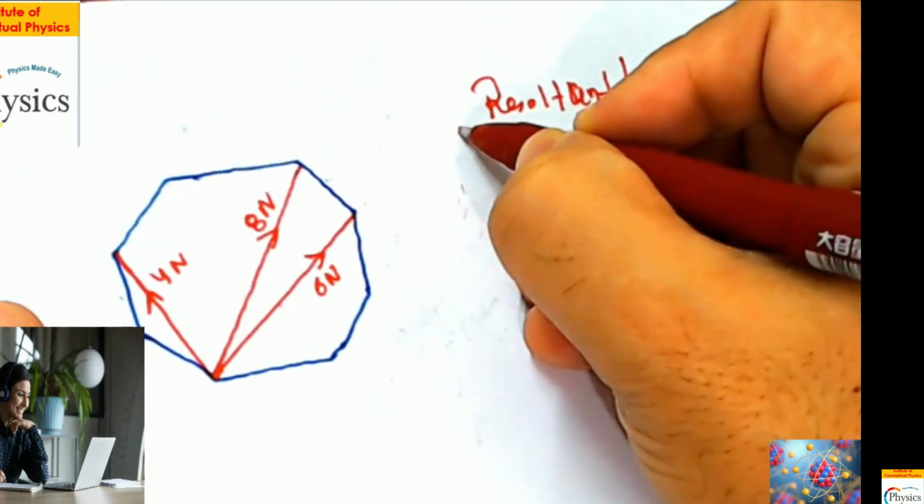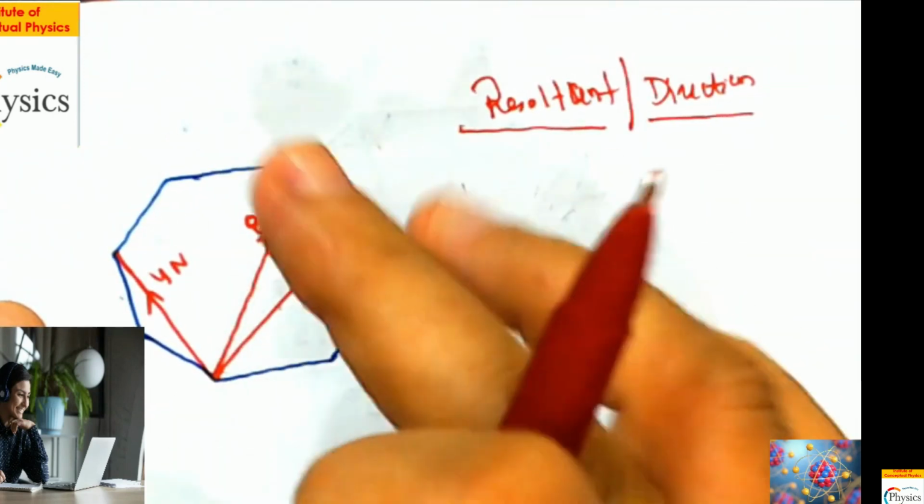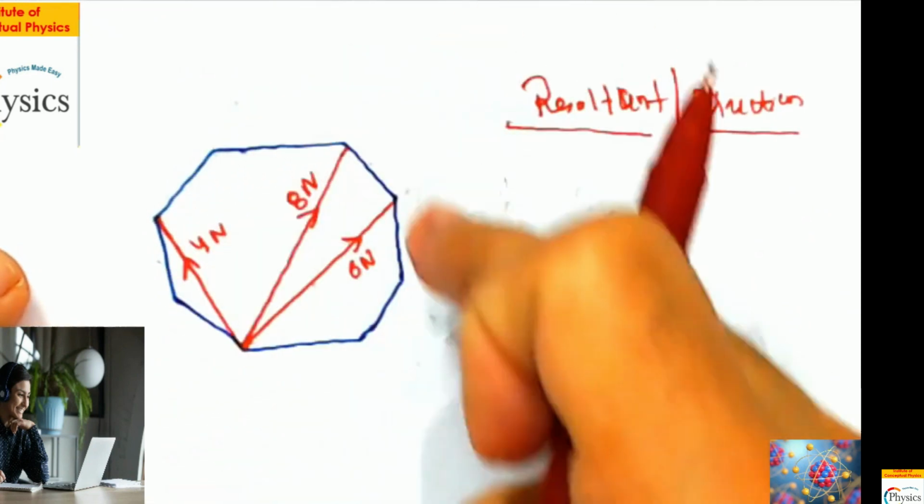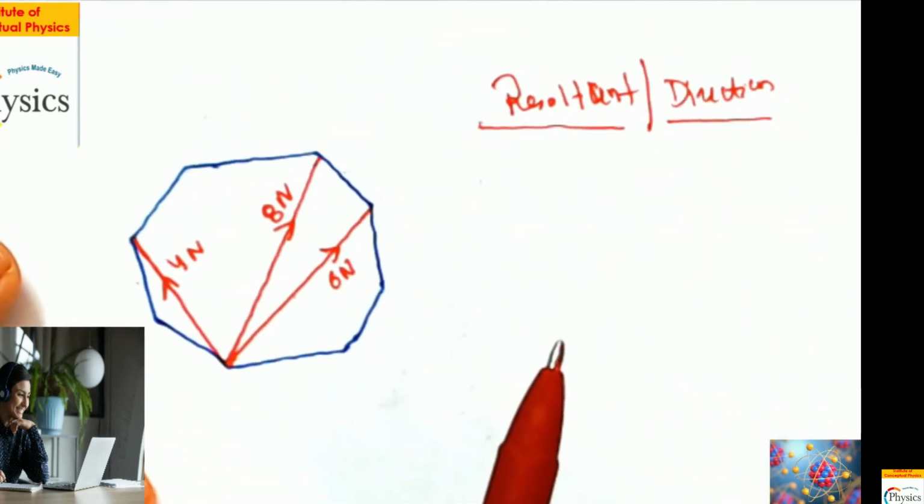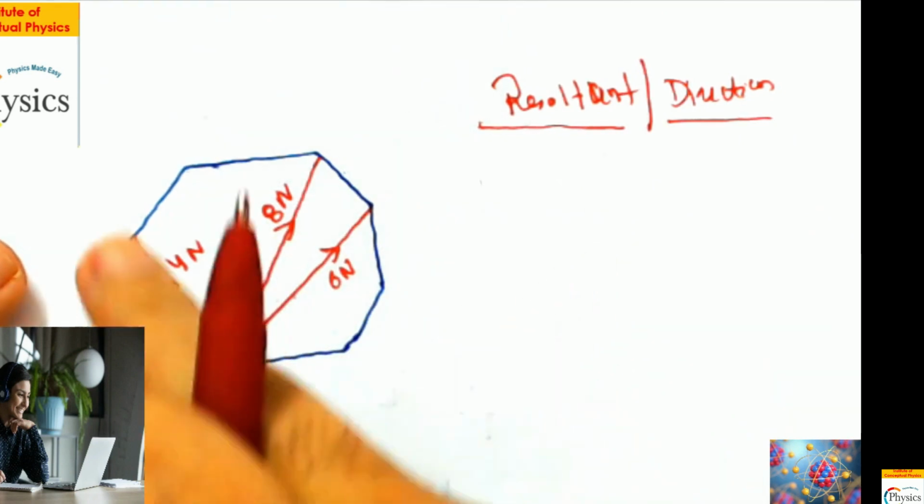Now, the problem is not the concept of resultant and direction. I think you can do resolution. The problem is, since this is an octagon, a lot of people would struggle because the knowledge of trigonometry would be lacking. So let's understand the octagon.